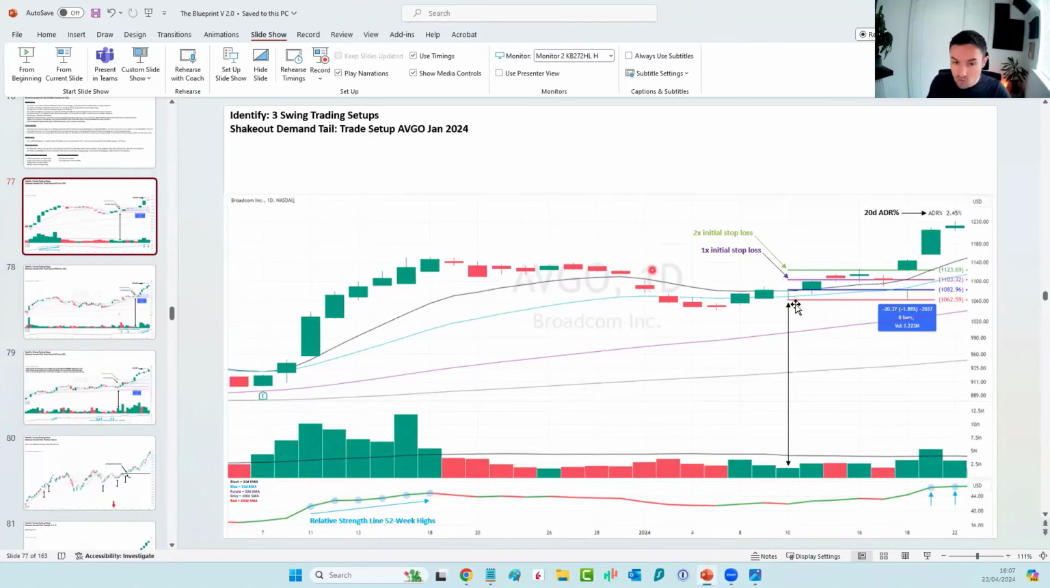So this is Broadcom here. I was buying it through the high of this one. So let's bring in the context of, okay, shakeout demand tail. But then the key moving averages for where you are looking for it to occur. So you'll see this blue line on the chart here. This is the 21-day EMA.